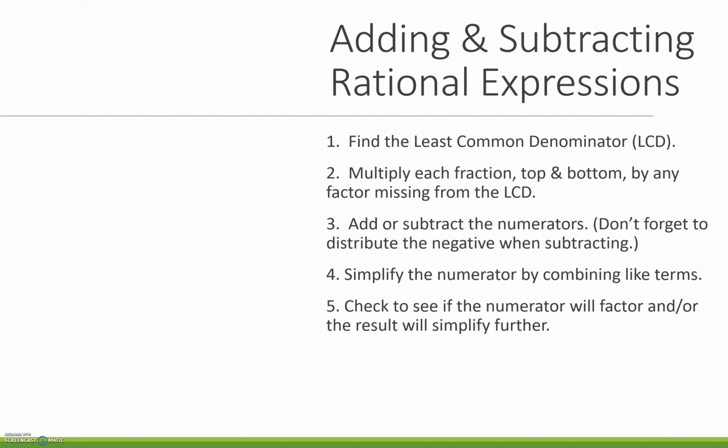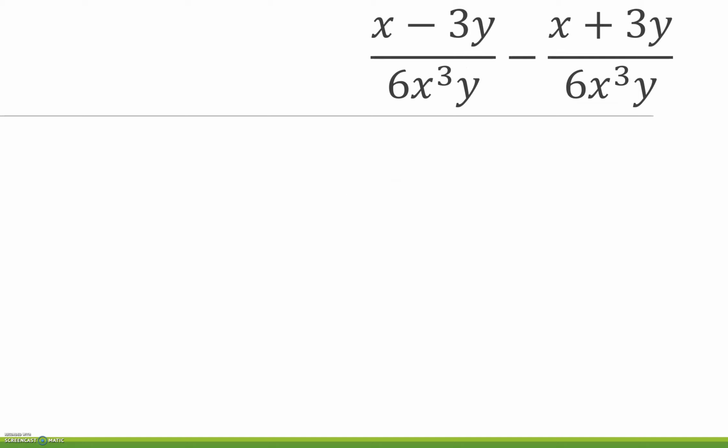Just like on the previous problem, the numerator and denominator had 3 in common, so I could divide both the numerator and denominator by 3 to simplify it. So now let's try this with a few examples. Now, like I said, all of our examples today will have like denominators. We don't have to worry about finding that least common denominator. And if we look here, both of our denominators are 6x cubed y. So I can go ahead and write one big fraction where 6x cubed y is my denominator.